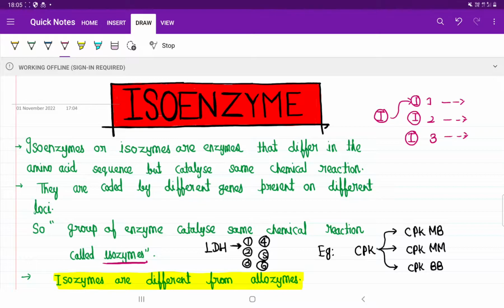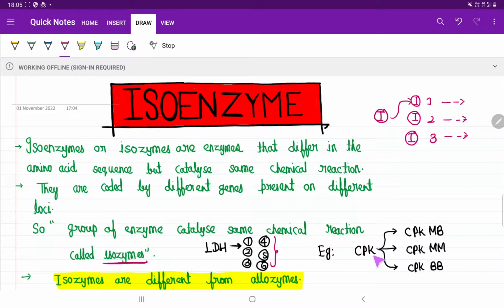Fine. As an example, we have lactate dehydrogenase. Lactate dehydrogenase is a very important enzyme that converts pyruvic acid into lactic acid. Lactate dehydrogenase has 6 isoenzymes. All 6 isoenzymes have the same function. They convert lactic acid into pyruvic acid.